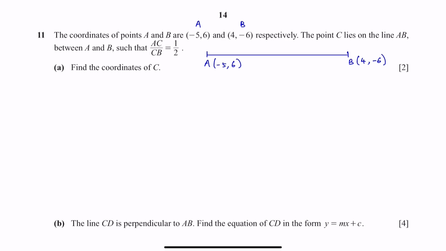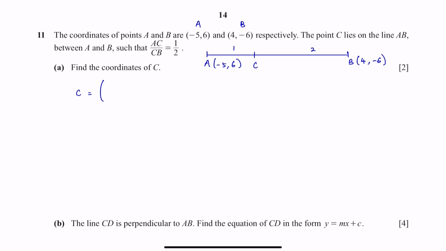So C lies over here, maybe a bit more to the right. This will be our C, such that AC to CB is 1 to 2. This is the ratio. So find the coordinates of C.